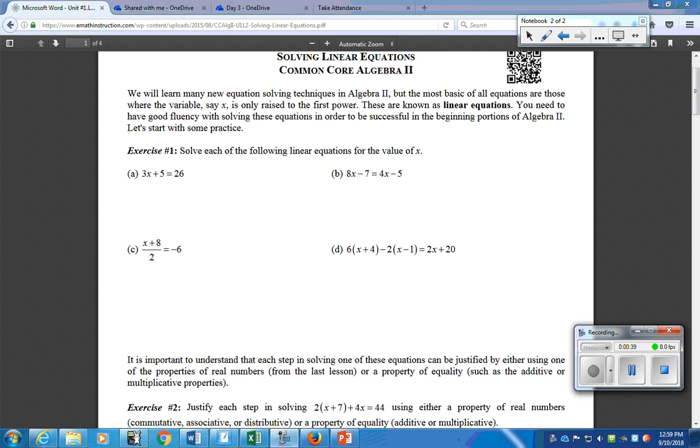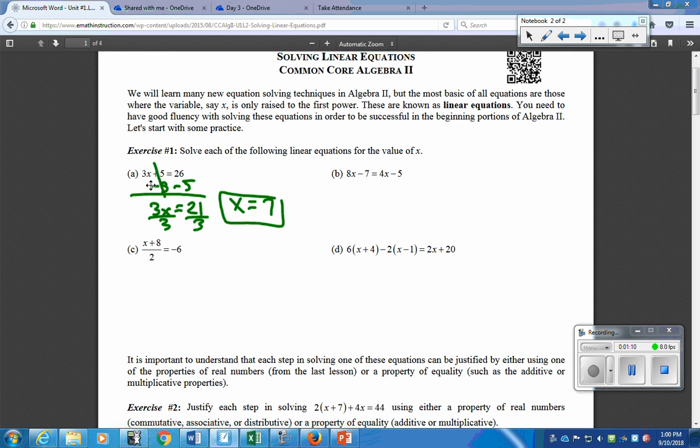A is pretty easy. We're using the additive property of equality. We're going to subtract 5 on each side. The reason I'm subtracting 5 is because 5 is a number without a variable and 26 is a number, so I'm trying to eliminate one of those. So I end up with 3x equals 21. And then I could use the multiplicative property of equality and divide by 3, as long as I do it by both sides, then I get x is 7.